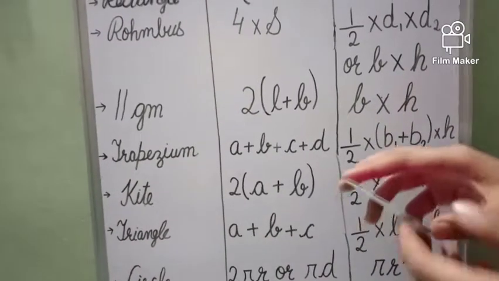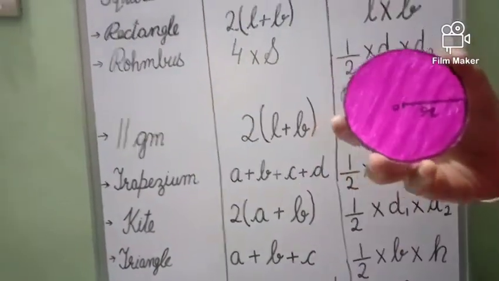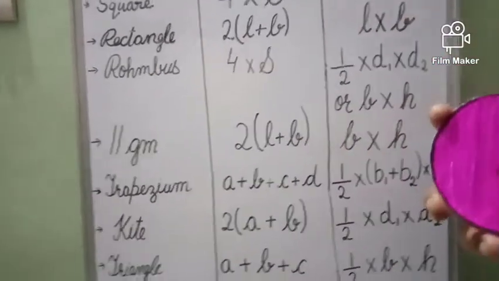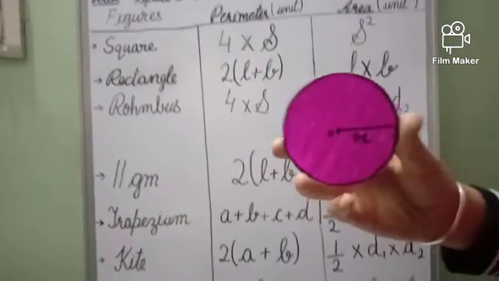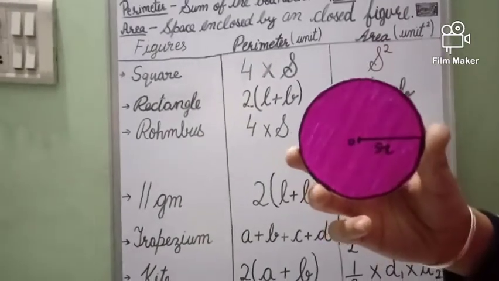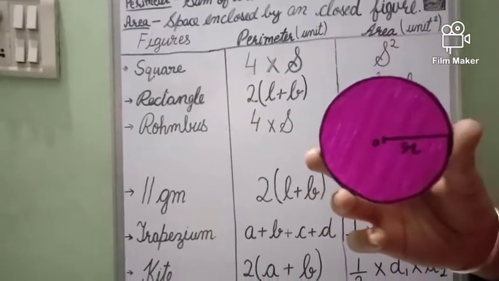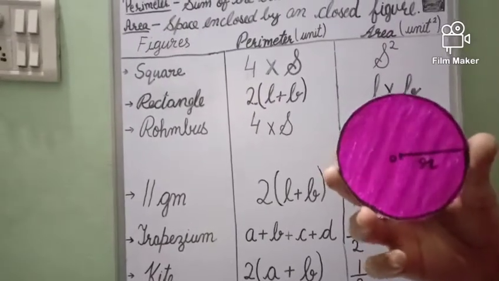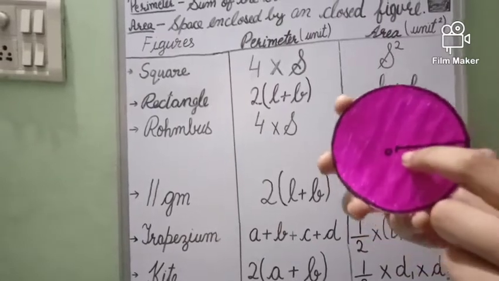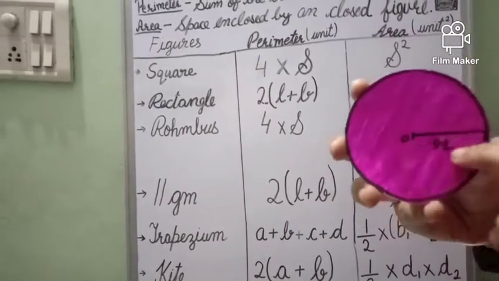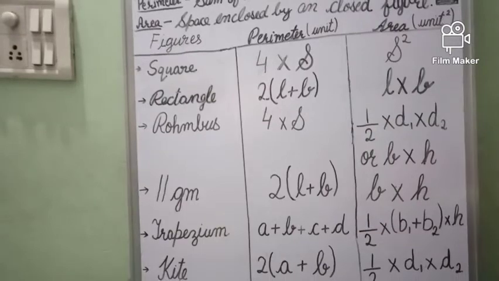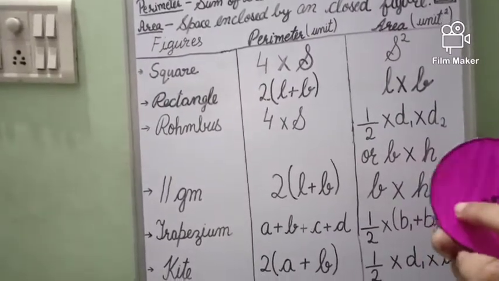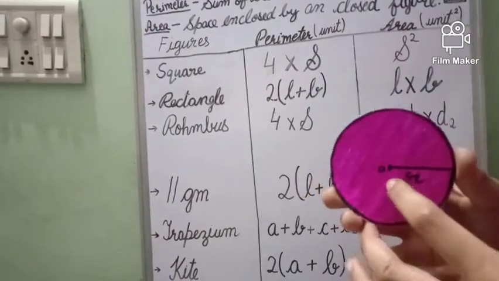Again I have made a circle. Now to find its perimeter, we'll write 2, and we know that the value of pi is 22 upon 7 or 3.14. So we'll multiply it with 22 upon 7 and then with the radius. The radius would be given in the question. Or we can straight away do 22 upon 7 into 2 times r, which is 22 upon 7 into d.